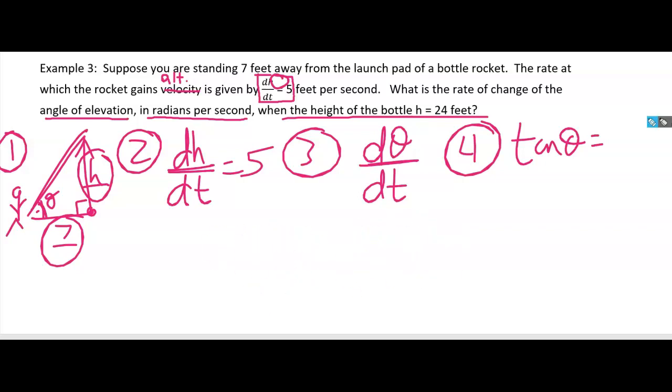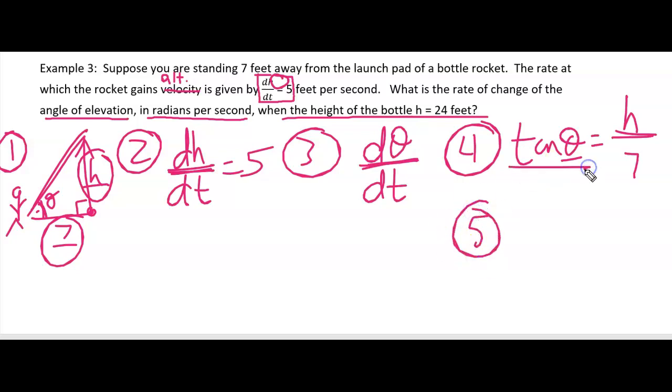Now, let's continue. So tangent is opposite, which is h, over adjacent, which is 7. And so now I have an equation that connects the variable of theta, which is the rate that I want, and the variable of h, whose rate we know. Okay. Step 5 is to take the derivative of that.